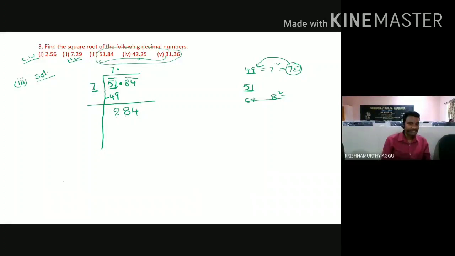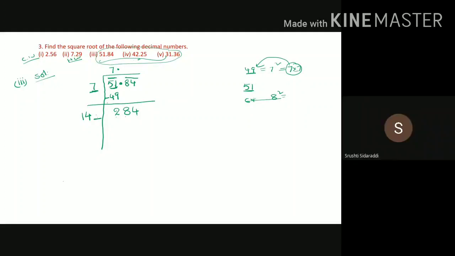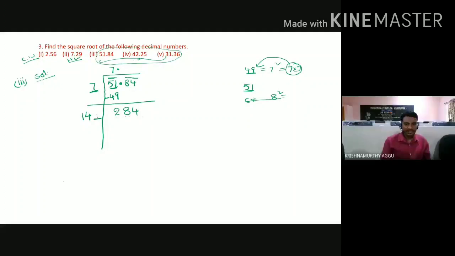Now you think about this one. Next process. What is it? 7 double is 14. Whatever number you are writing here, make it double and write here. Double is 14. After doubling it, beside that you place a blank. In this blank, some digit is to be kept. With that digit only you have to multiply to get this 284.